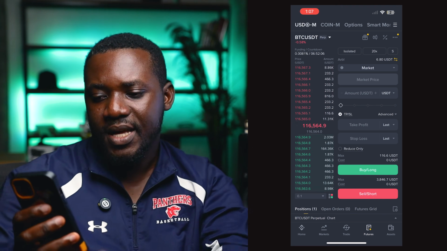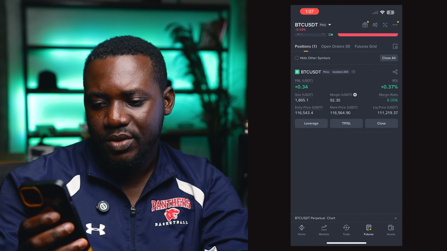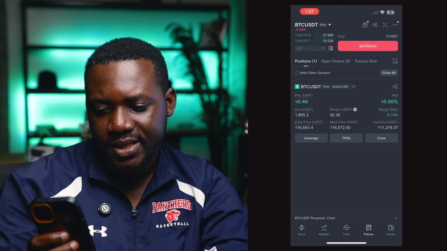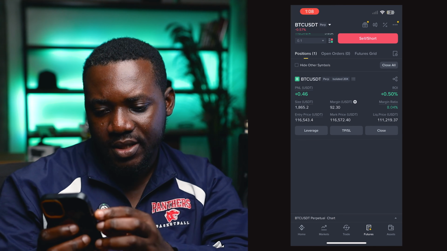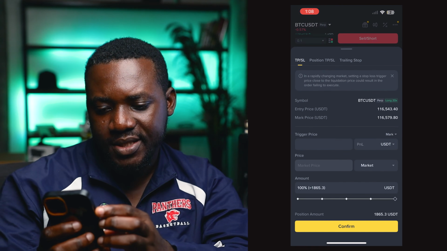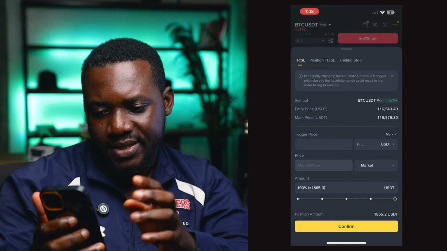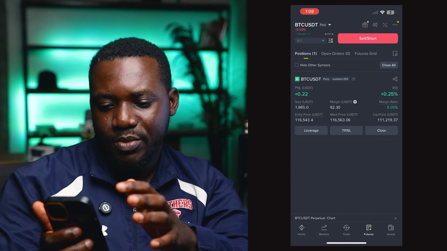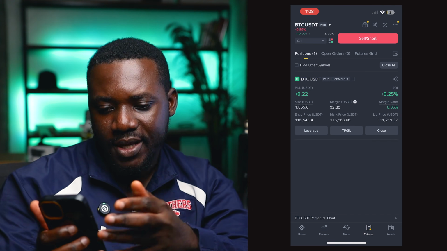Okay, so we've placed our trade. So let's look at that. All right. So now we've made about 46 cents. As you can see right there, we have 43 cents. However, we've not set any TP or SL. I'm just leaving this to run because we are basically running a demo here. So I don't want to complicate things.